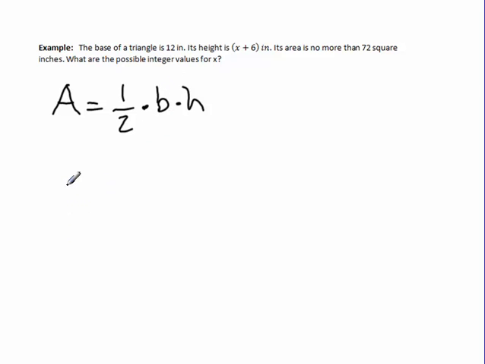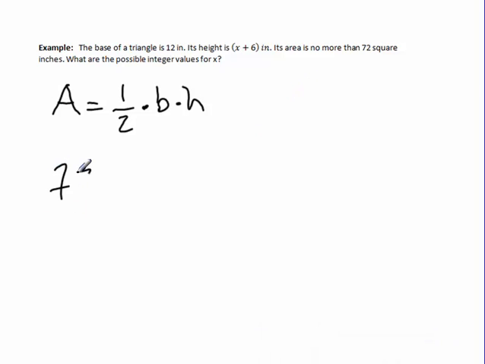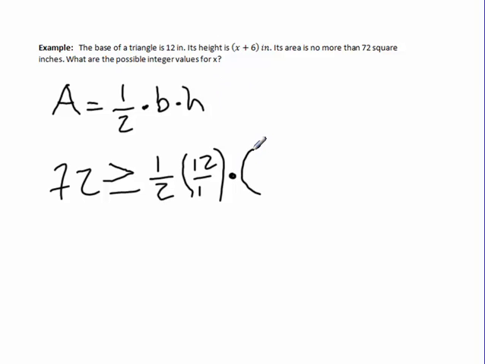Well, the base is 12 inches. Its area is no more than 72 square inches. Well, here's my area, so I want 72 square inches, but I don't want it to be any bigger than that. So that means that all of these values must be smaller. Pac-Man eats the bigger. 1/2. The base is 12. I'm going to put 12 over 1 because we have fractions here. Times my height, which is x plus 6.